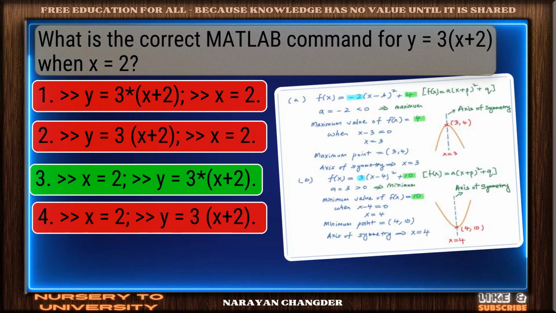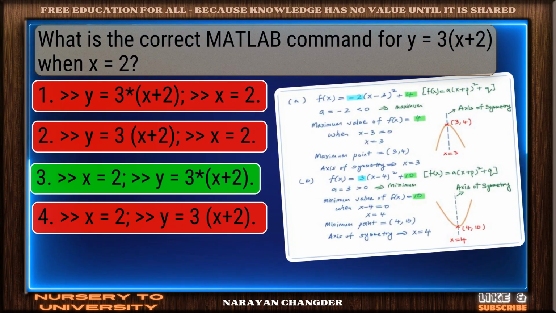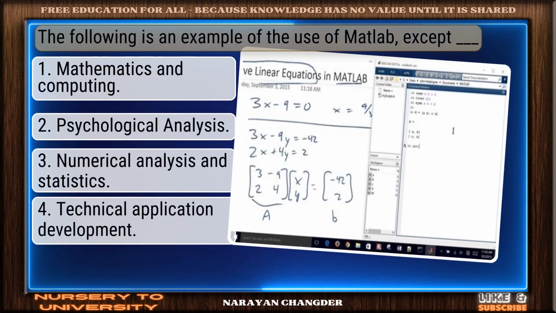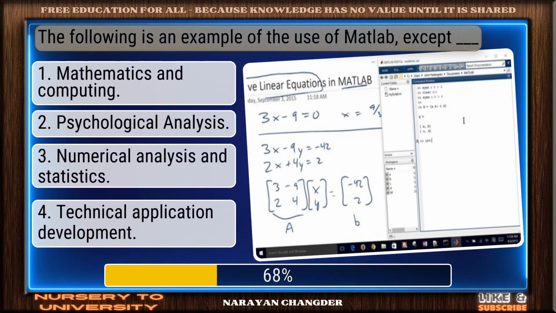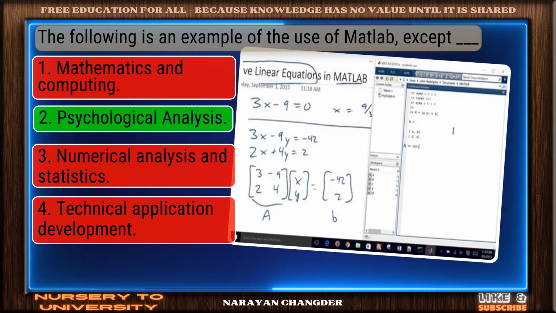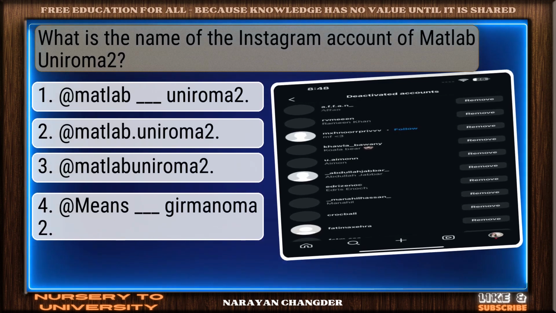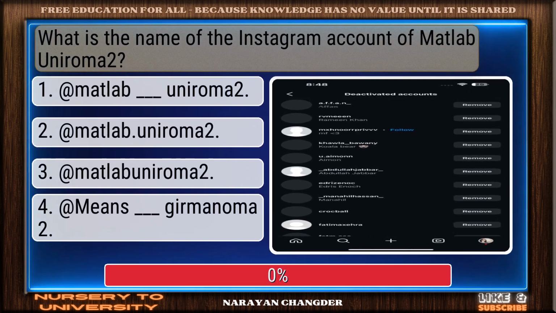Well picked. x equal to 2, y equal to 3 is the correct answer. Question number 34. The following is an example of the use of Matlab, except dash. Good thinking. Psychological analysis is the right answer. Question number 35. What is the name of the Instagram account of Matlab Uniroma 2?